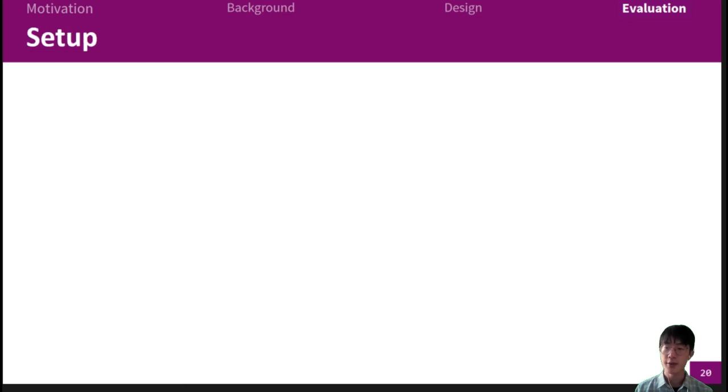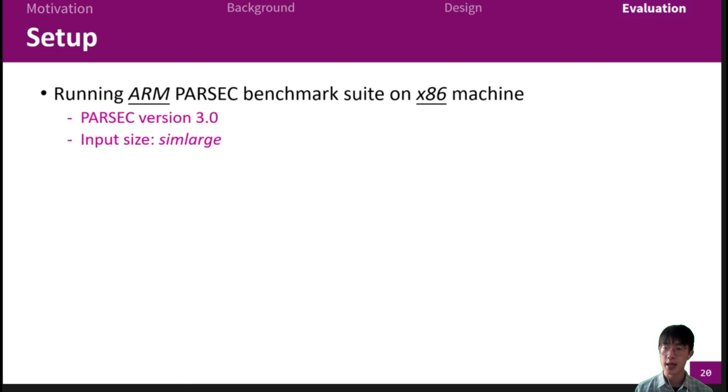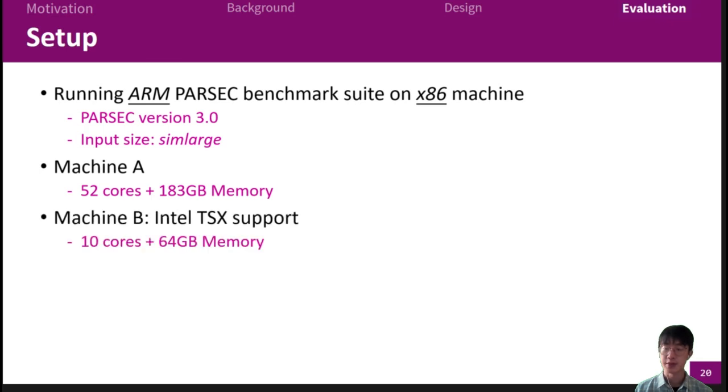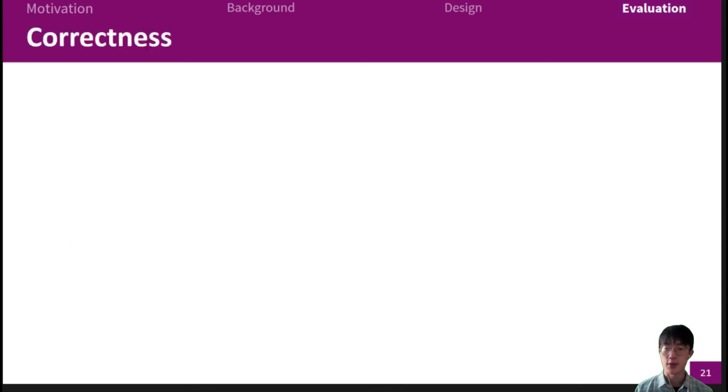To evaluate the solutions, we run ARM parallel programs in the Parsec benchmark suite on an x86 host machine through QEMU. We have two machines. Machine A has 52 CPU cores. To evaluate the HTM-based solution, we use machine B that has Intel TSX support with 10 CPU cores.